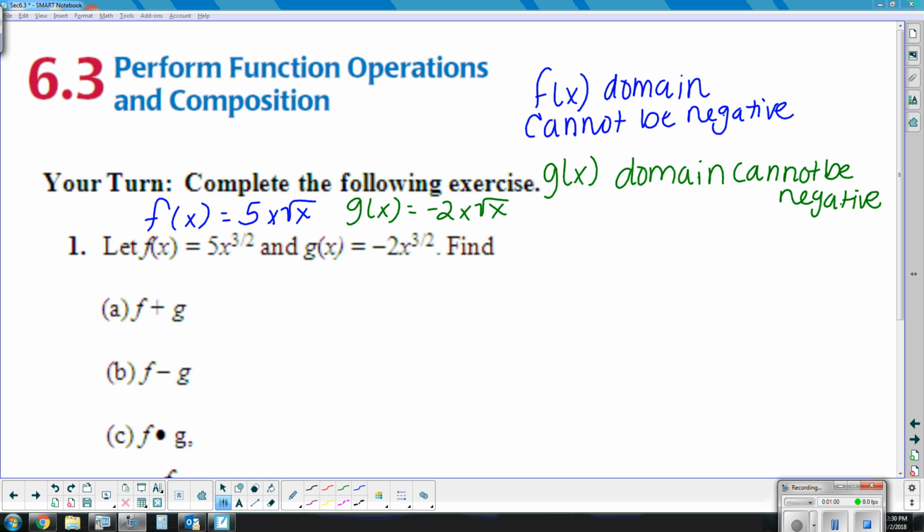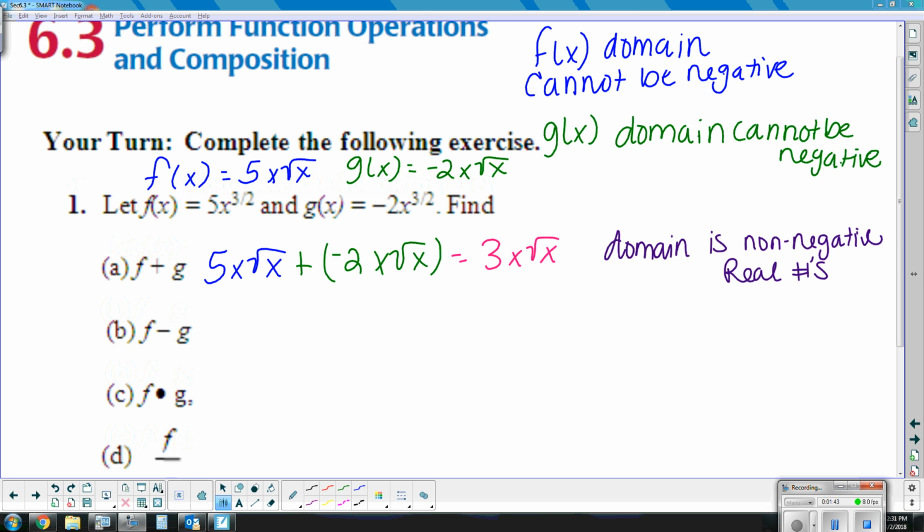The first thing you want to do is define the domain of f of x and g of x. So looking at these two functions where f of x is 5x times the square root of x in its simplest form, and g of x is negative 2x times the square root of x. Those two functions, since they have square roots of x, in order for them to be real functions, no x value in either of them can be negative. Neither of them can be negative. So the domain of f of x can be any zero or positive real number, and the domain of g of x can be any zero or positive real number. So neither of them can have negative numbers as their x value.